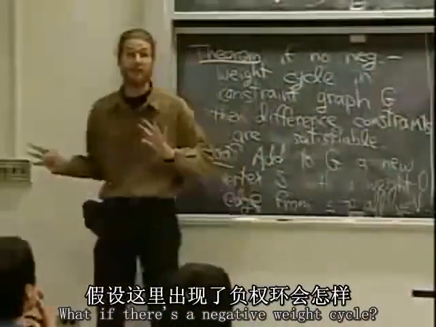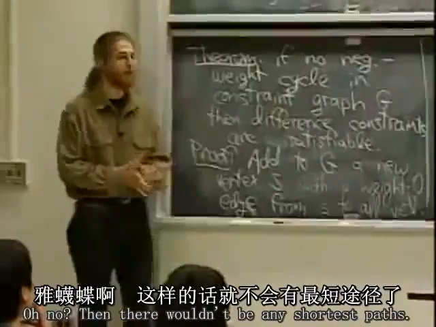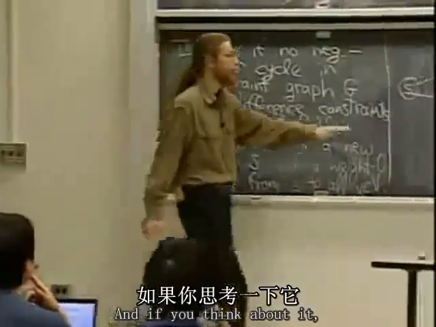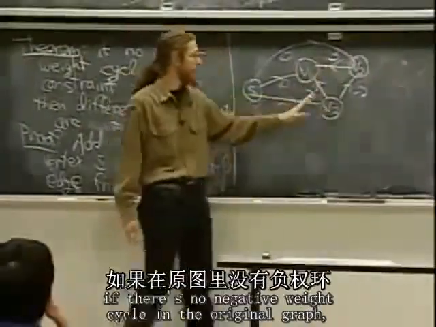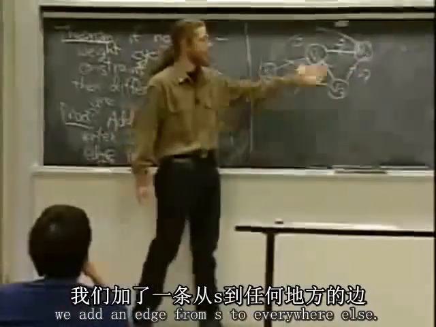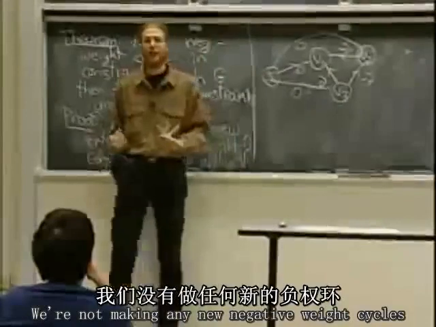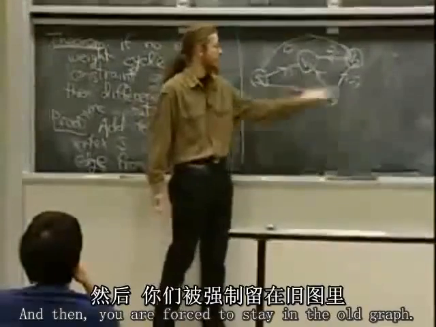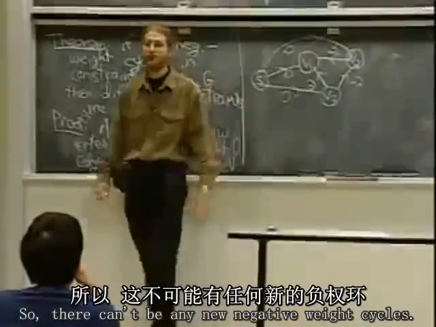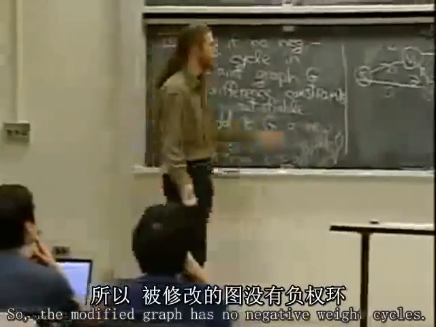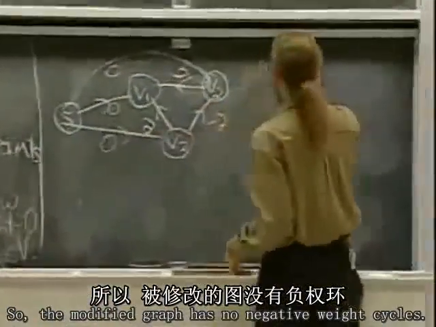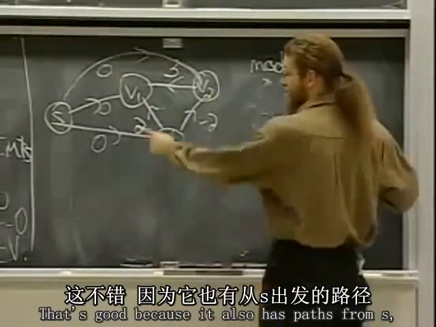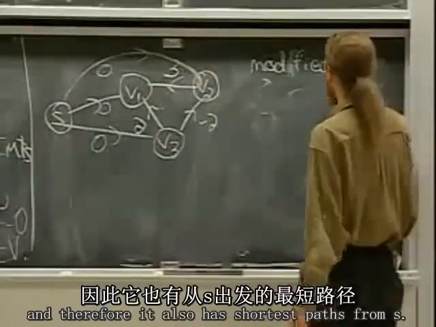What if there's a negative weight cycle? Oh, no. Then there wouldn't be any shortest paths. Fortunately, we assume there's no negative weight cycle in the original graph. And if you think about it, if we add S and an edge from S to everywhere else, we're not making any new negative weight cycles, because you can start at S and go somewhere at a cost of 0, which doesn't affect any weights, and then you are forced to stay in the old graph. So there can't be any new negative weight cycles. So the modified graph has no negative weight cycles. That's good, because it also has paths from S, and therefore it has shortest paths from S.